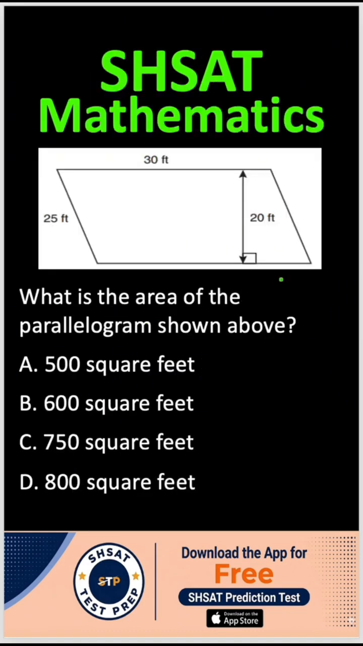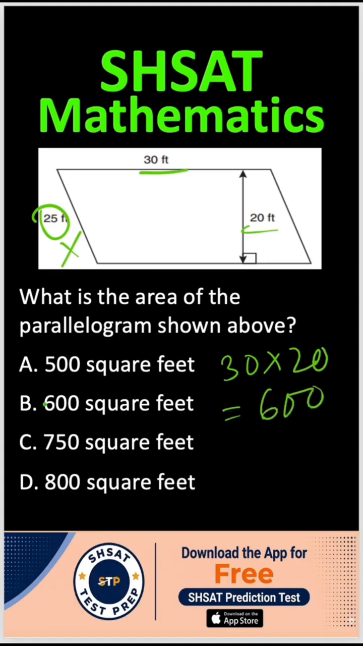Next, we have: what is the area of the parallelogram shown above? So here the base is 30 and the height is 20. Now we are also given a slanted height, but we don't need it, as the area of a parallelogram is base times height. So 30 times 20 equals 600. And with that, the final answer is option B.